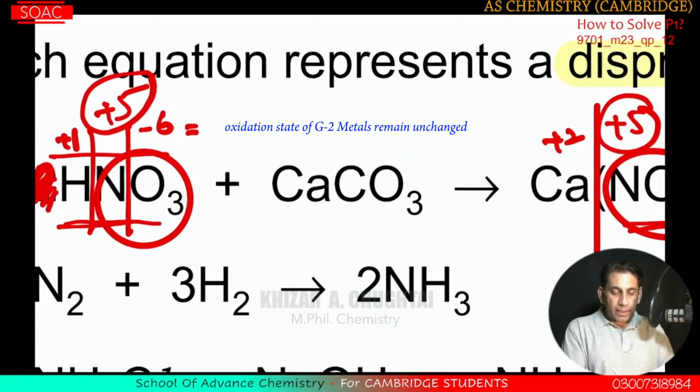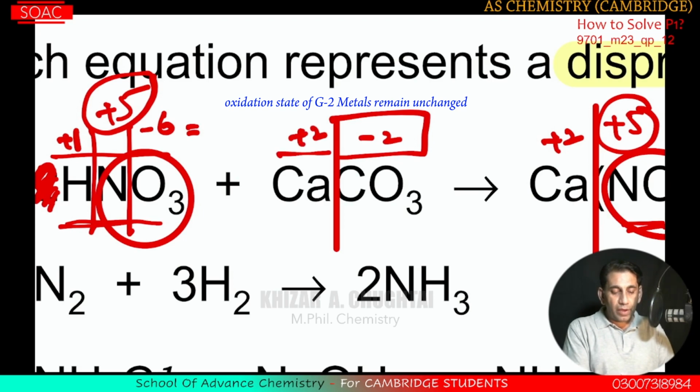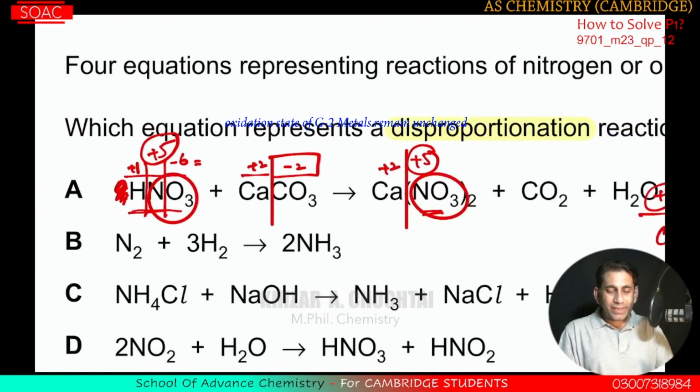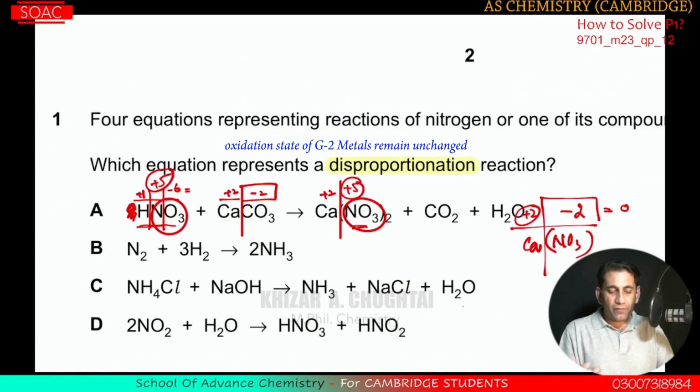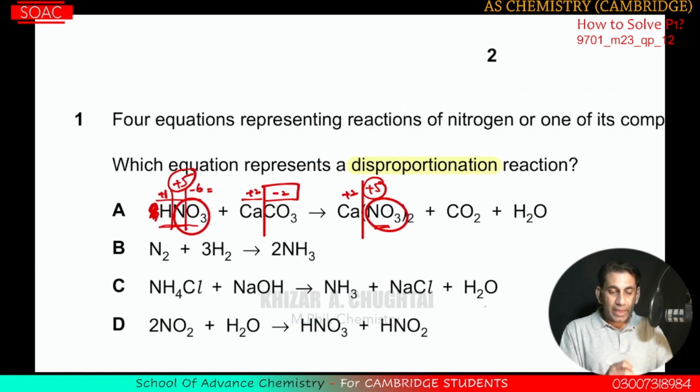So come towards calcium carbonate now. The whole carbonate group has -2 oxidation state, or -2 charge. That is one and the same thing. So -2 here and +2 here. There is no change in the oxidation state of calcium as well. Same is the case with hydrogen and oxygen. The first reaction, A, is not a redox reaction.